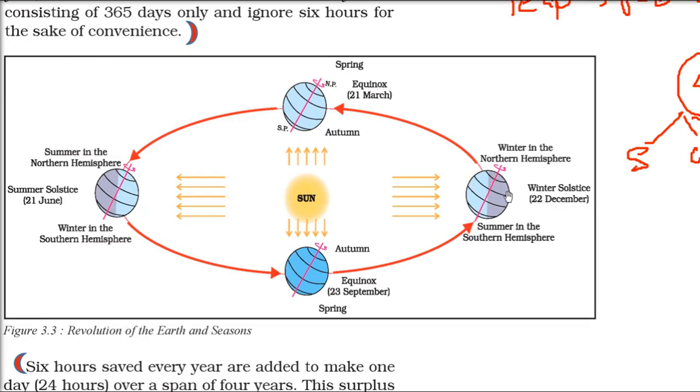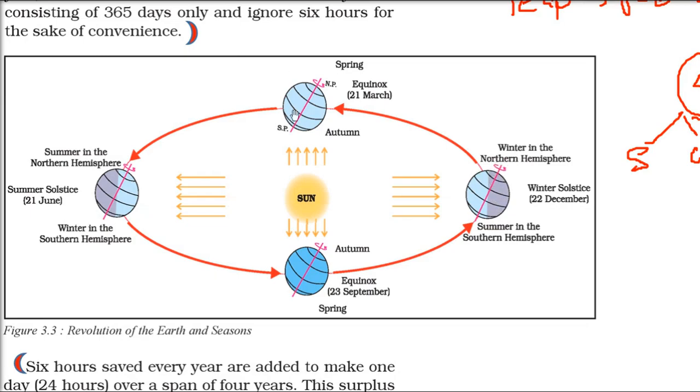Now the upper portion is less exposed to the sunlight. So now there will be summer in the southern hemisphere, because more of the southern hemisphere is exposed to sunlight, and the northern part will at the same time have winter, and the southern part will have summer. Just as in Australia, Christmas is celebrated in summertime.